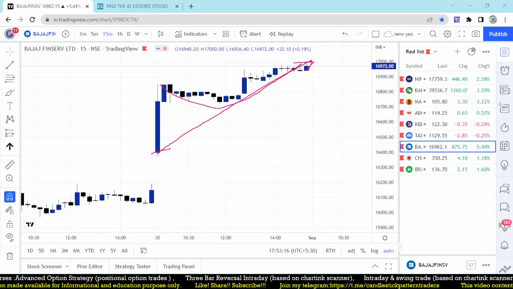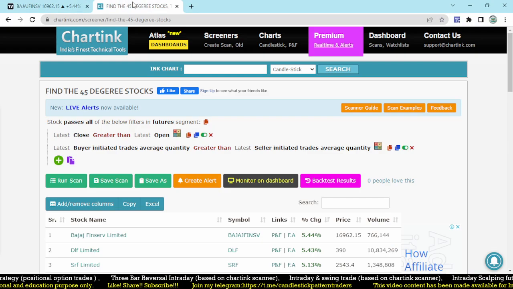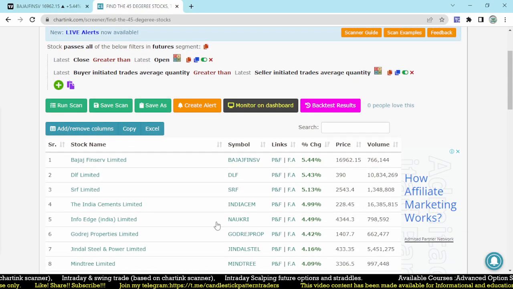Here the concept is that in this stock, the average quantity of buyer-initiated trades is greater than the average quantity of seller-initiated trades. So we have another scanner for that also, where we map buyer-initiated trades and seller-initiated trades, and everything is considered. Here the stock opens at open-low, and the buying power is higher than the selling power. That is the key concept by which we found this stock.